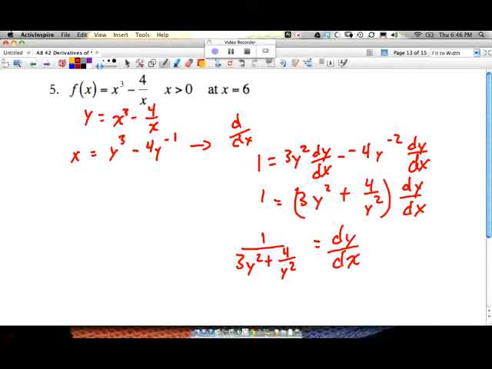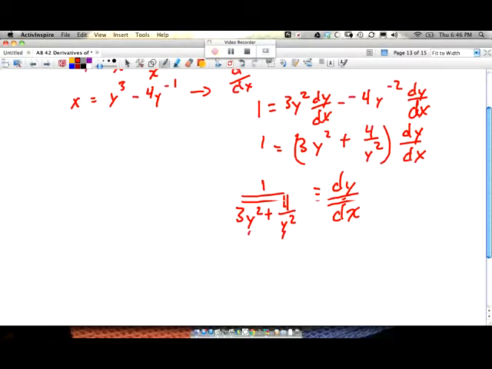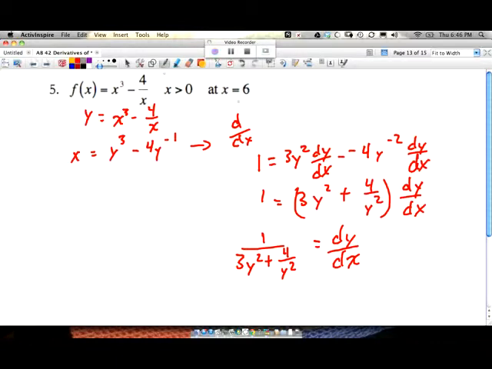We've gotten there. All we gotta do is plug in y, right? Oh, but wait a second. Darn, they just gave us x. How do we figure out y when we have x? You plug it in. So x equals 6. Then we got to figure out y. y cubed minus 4 over y.